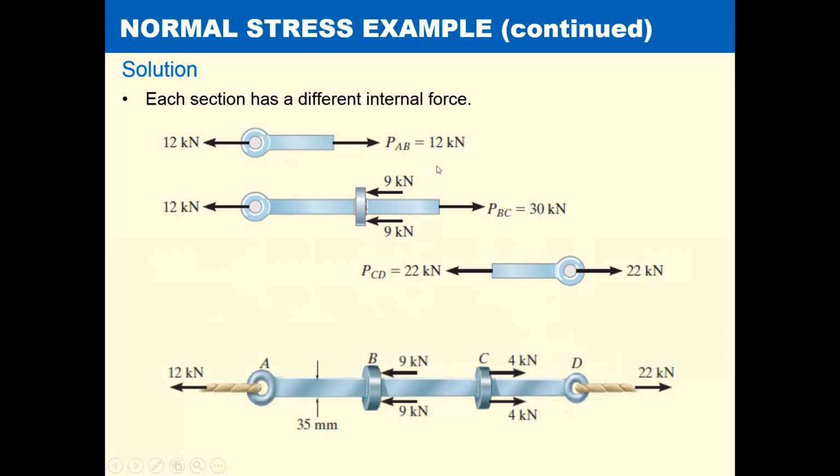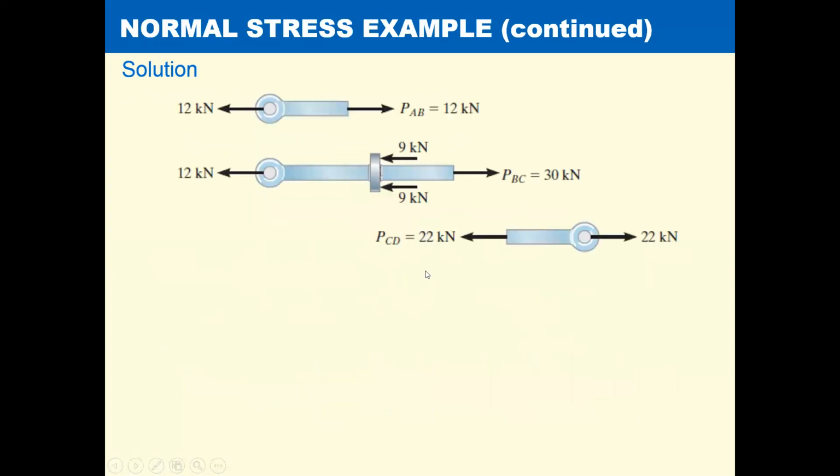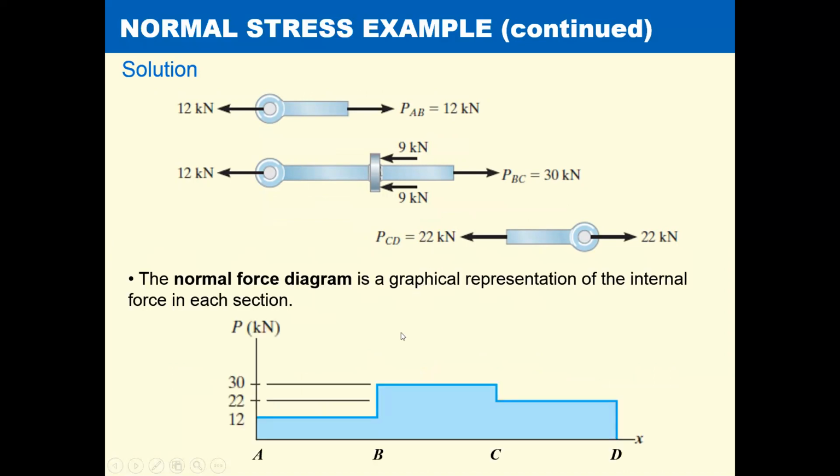Okay, so here are our three internal forces, and we're going to take this information and draw what is called a normal force diagram. The reason we do this is that we want to make sure that we're capturing where on the structure the maximum and minimum forces are occurring in the bar.